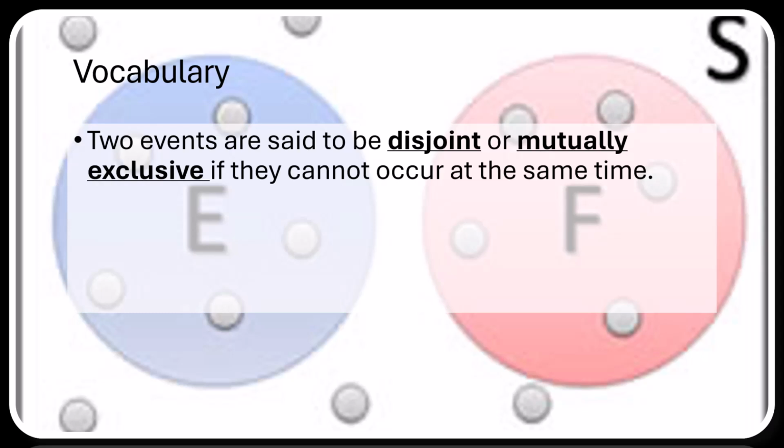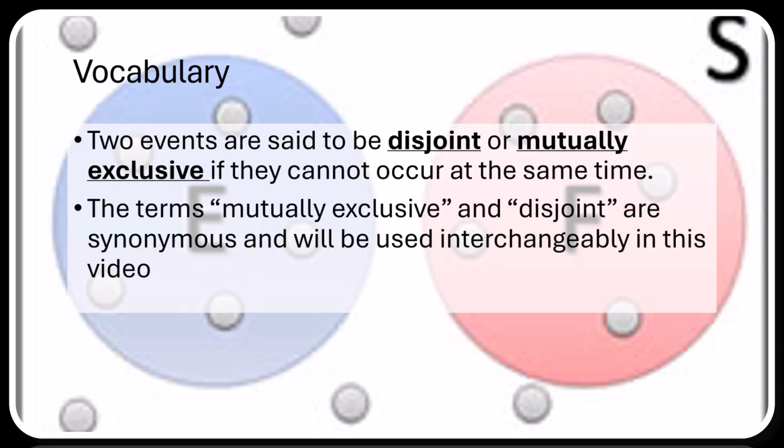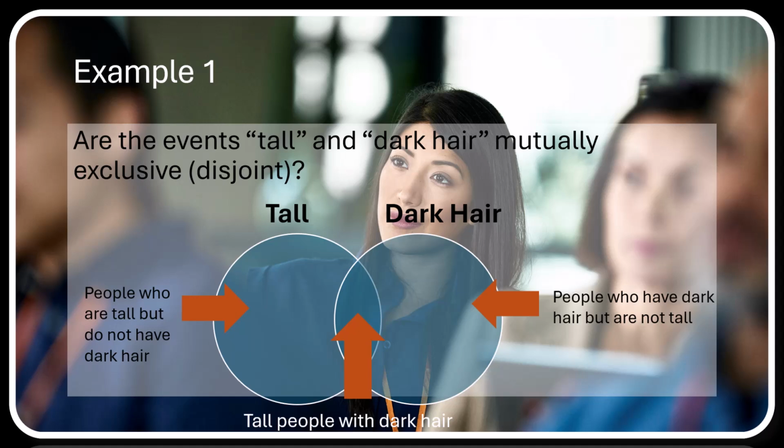Vocabulary. Two events are said to be disjoint or mutually exclusive if they cannot occur at the same time. The terms mutually exclusive and disjoint are synonymous and will be used interchangeably in this video. Are the events tall and dark hair mutually exclusive or disjoint?